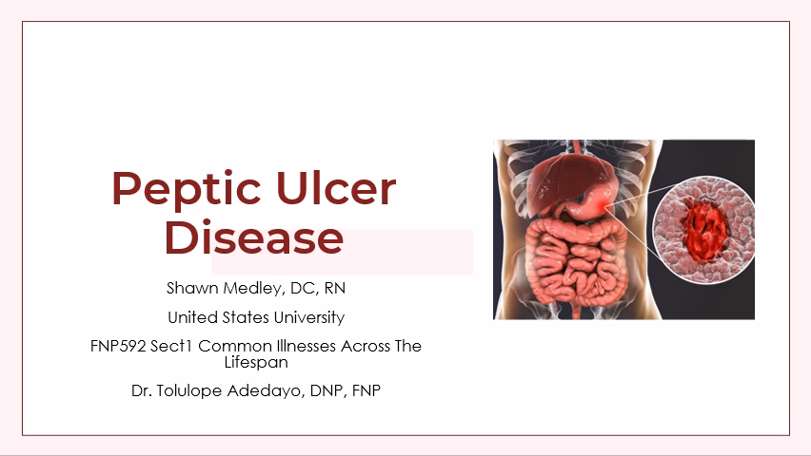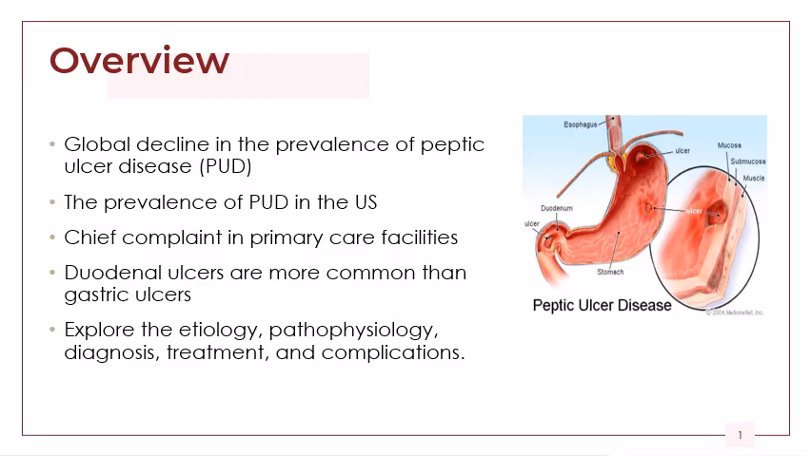I will be your presenter for peptic ulcer disease. Overview: global decline in the prevalence of peptic ulcer disease, the prevalence of PUD in the US, chief complaint in primary care facilities. Duodenal ulcers are more common than gastric ulcers. We're also going to explore the etiology, pathophysiology, diagnosis, treatment, and complications.